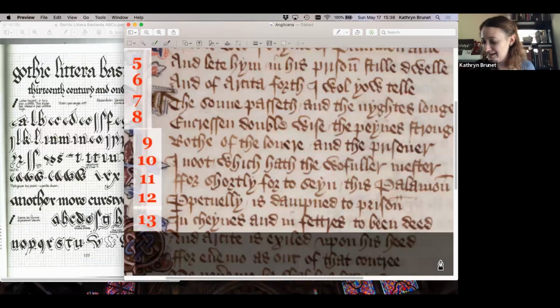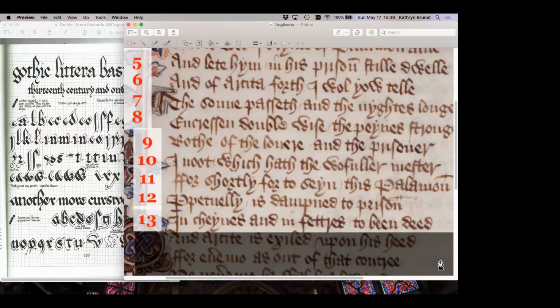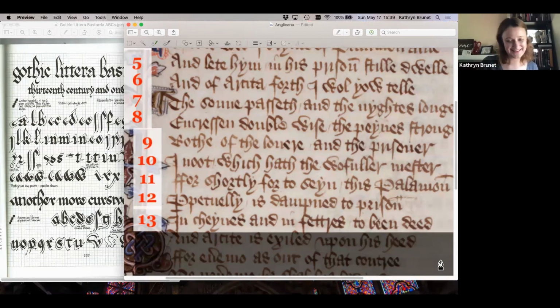Okay, we are going to take a look at what we got. This one's a challenge for sure. Don't feel discouraged. This is a huge learning curve. This is beautiful writing, but it is tough.